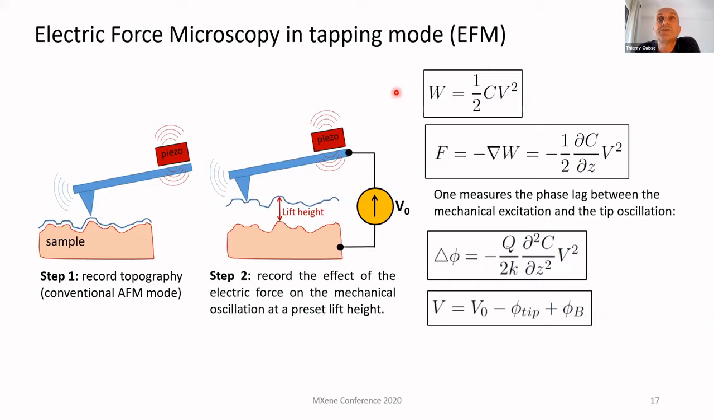The energy is given by the well-known formula. The force is the gradient of this. So the force is proportional to the derivative of the capacitance. And what is measured is a phase lag between the mechanical excitation and the tip oscillation. This phase is given by the formula here, and the voltage appearing in this formula is not restricted to the applied voltage, but must also include the difference of surface potential between the tip and the surface.